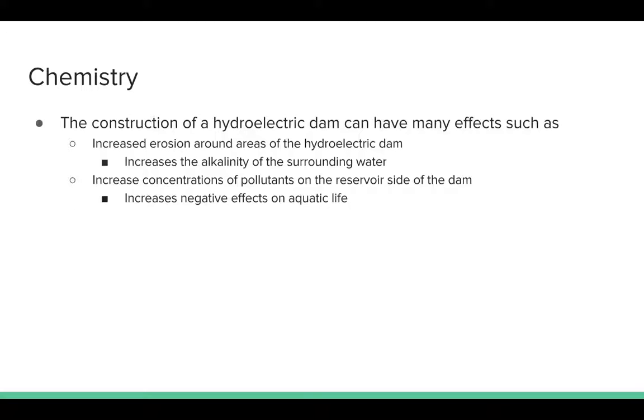Also, the reservoir, since the way that it's designed, the concentration of many of the pollutants that can enter into the water will stay either near the top or at the bottom. So the flowing water does not have the pollutants in it, therefore, there is a greater concentration. And when there's a greater concentration, that means that there will be a bad effect on the aquatic life.